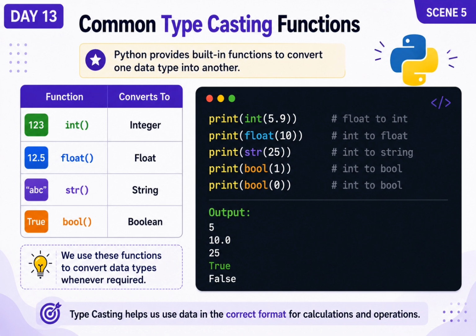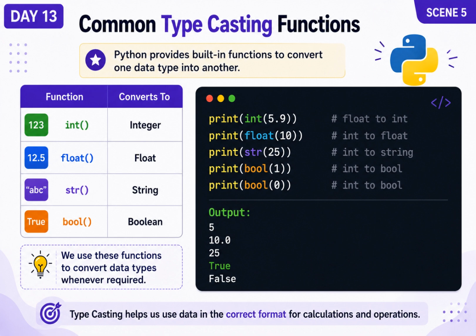Python provides some built-in functions for typecasting. The first one is int. It converts a value into an integer. Next is float. It converts a value into a decimal number. Then we have string, which converts numbers into text or strings. Finally, boolean converts a value into either true or false. So these functions are very useful whenever we need to work with different types of data in Python.